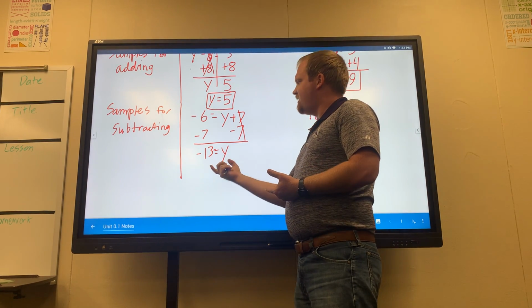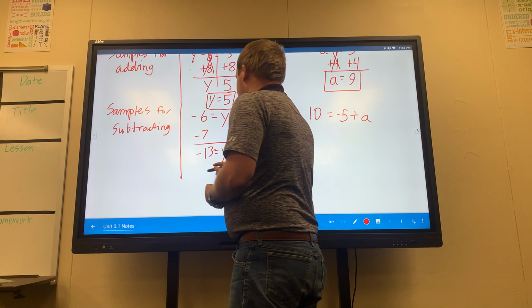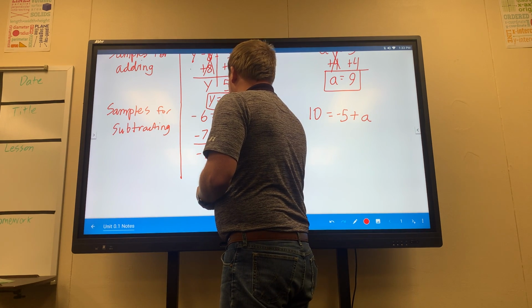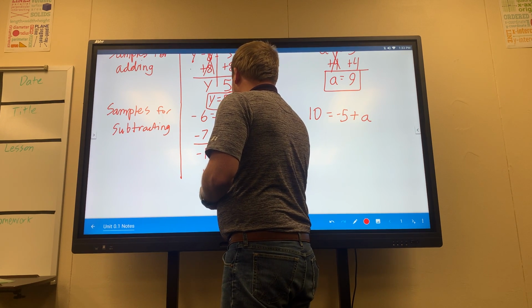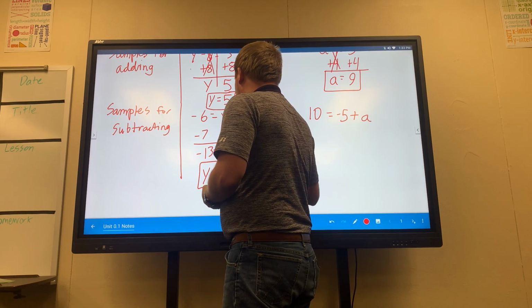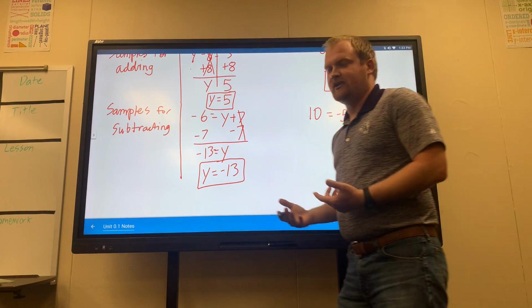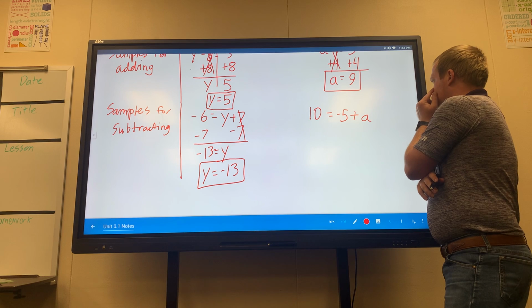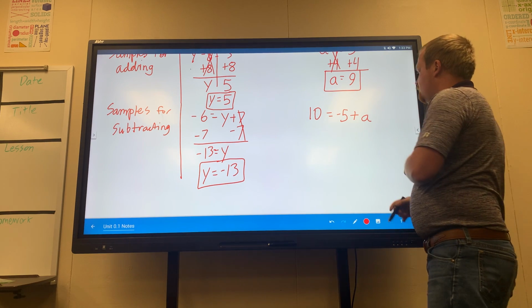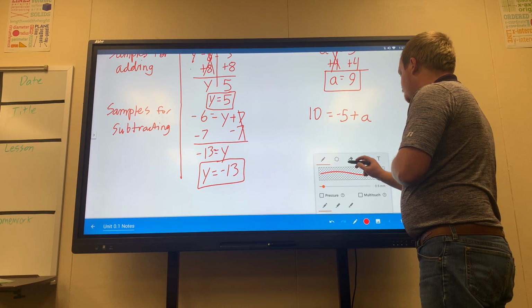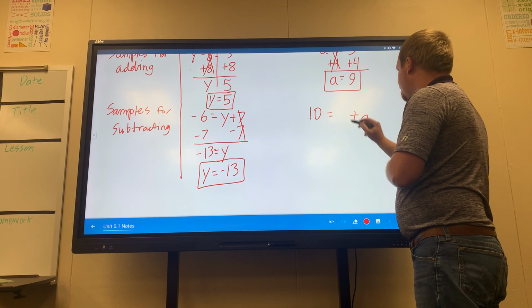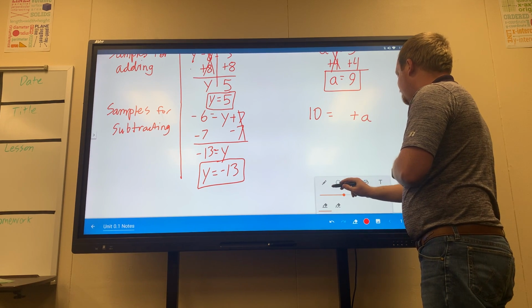Now, this is technically my answer, but you should be able to write it out like this, where it's y equals negative 13. Okay? Made a mistake here. This should be a positive 5, not a negative 5. My mistake.